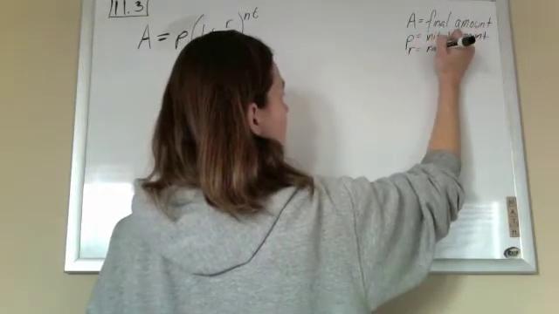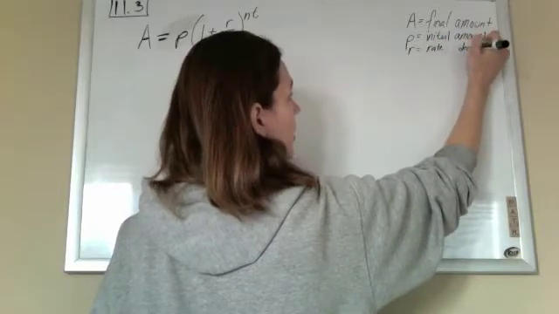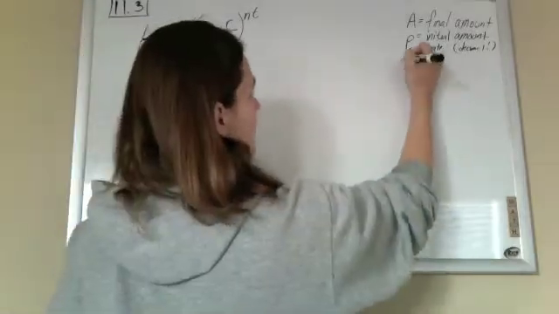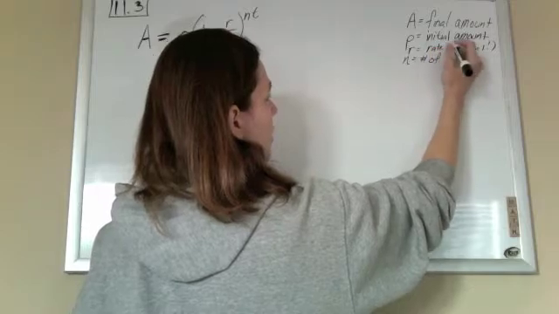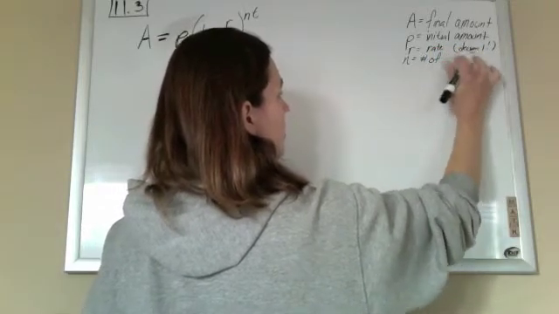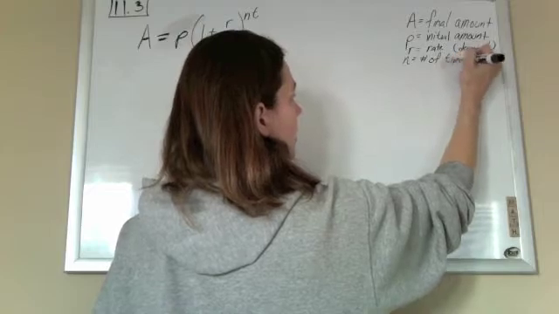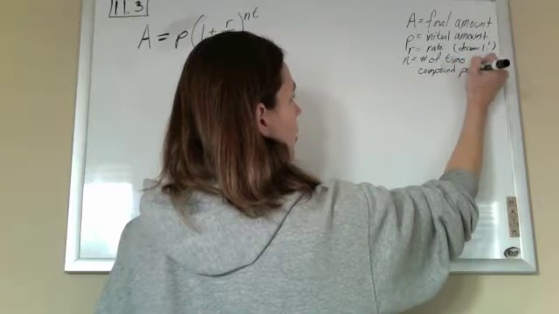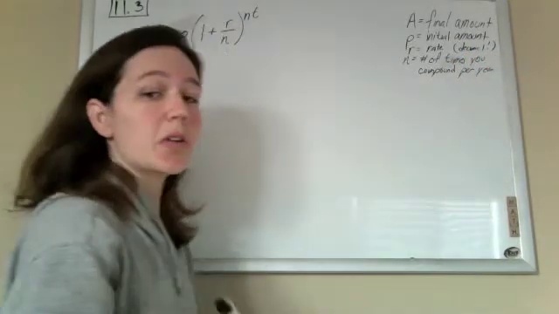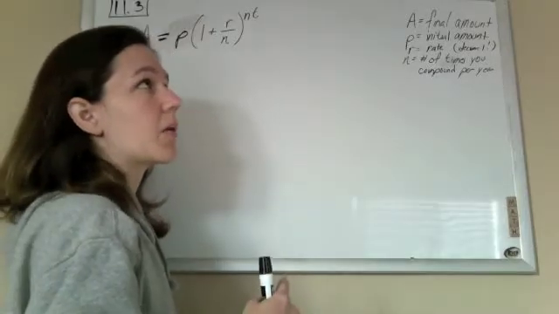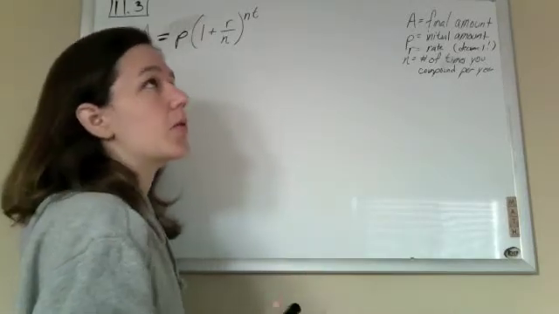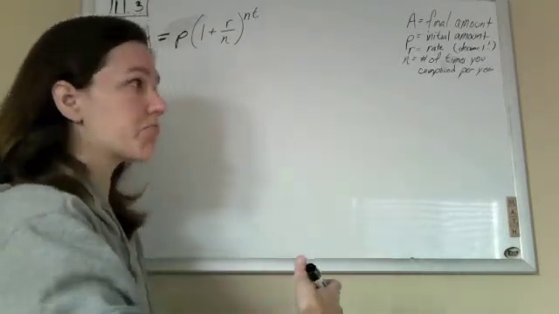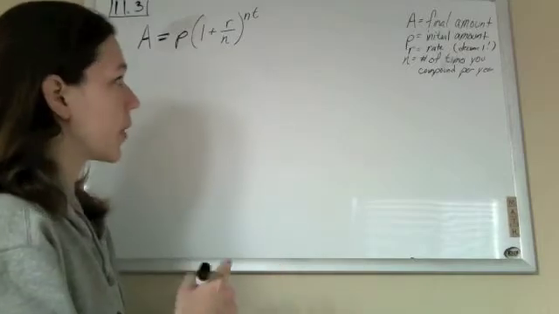R is the rate. It's always a decimal. Make sure if they give you a percent, you change it straight to a decimal. And n is the number of times you compound per year. So for example, if you were compounding quarterly, n would be 4. If you were compounding monthly, n would be 12. If you were compounding yearly, n would be 1. If you're compounding daily, n would be 365. And we'll get to that in the problems.